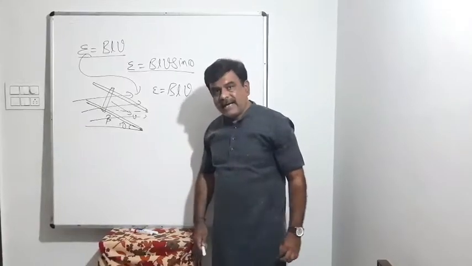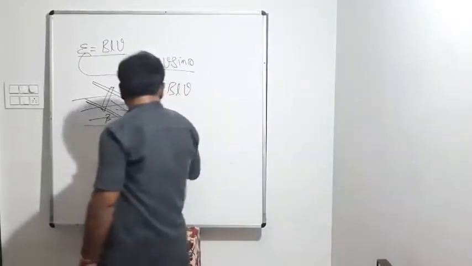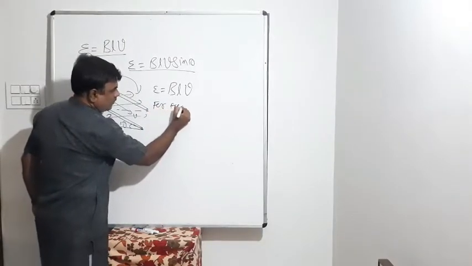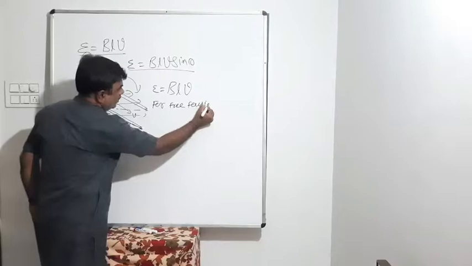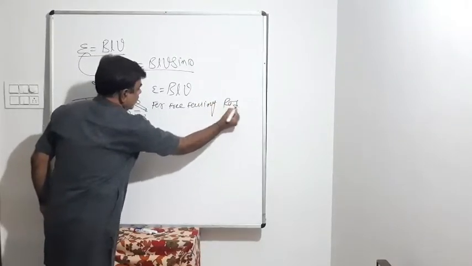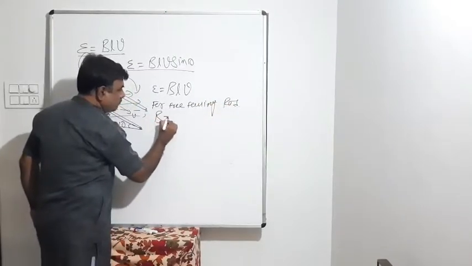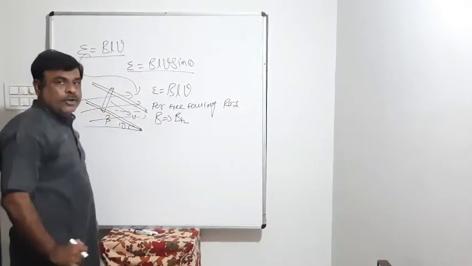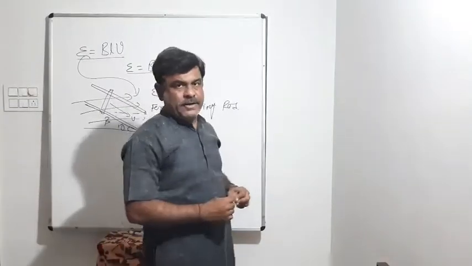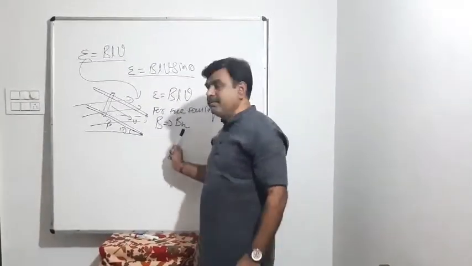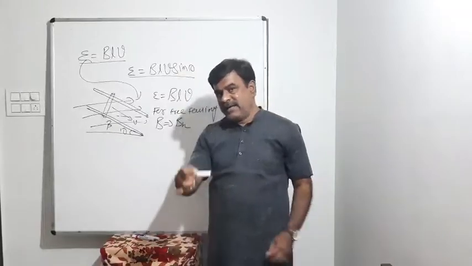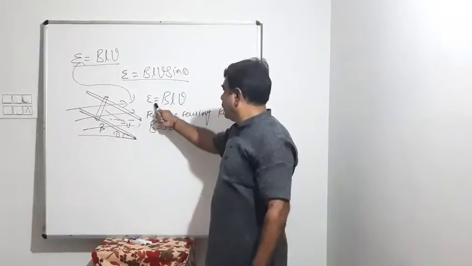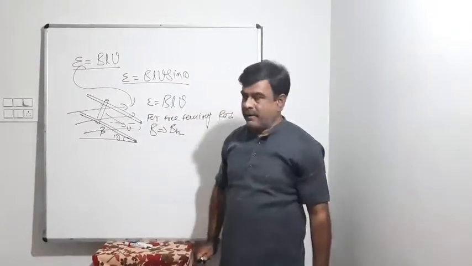One. Second, for a free falling rod, I'll replace B with BH, that is the horizontal component of earth's magnetic field. What I said, I'll replace B with BH. Why? Because here velocity is vertically downward. So field should be horizontal, because what condition we have to maintain? All three should be mutually perpendicular.